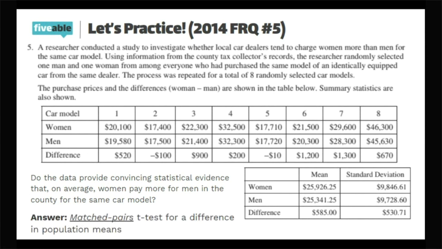This was a single sample. The sample was 8 randomly selected cars. And then they found 1 man and 1 woman per car. Yep, same model of identically equipped car. Katie, that's a good thing to pull out from that problem. Good luck, y'all. This is a match pairs t-test for a difference in population means.